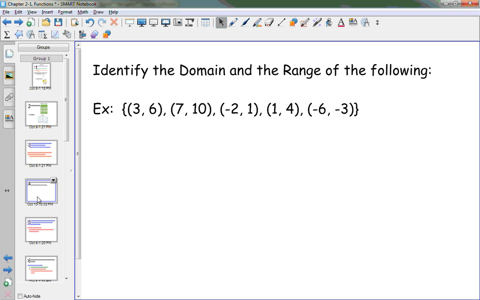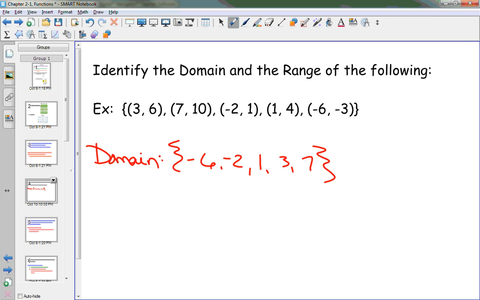So what's the domain here? -6, -2, 1, 3, 7. Does everybody see that? Yes or no? All I did is I took the x coordinates and put them in numerical order. What's my range? -3, 1, 4, 6. Got that written down. Very good. Do we understand the range? Again, domain is? Range is? Do we understand that?